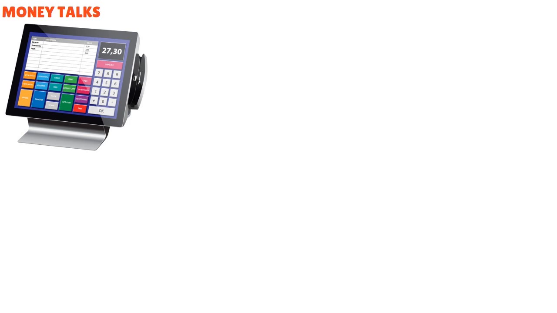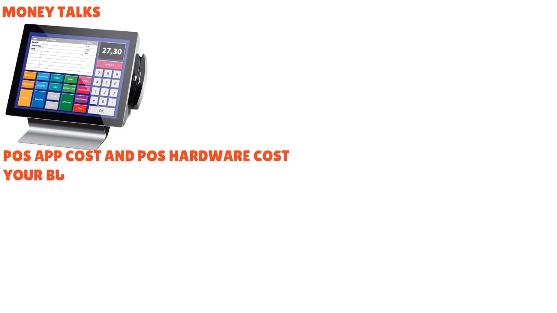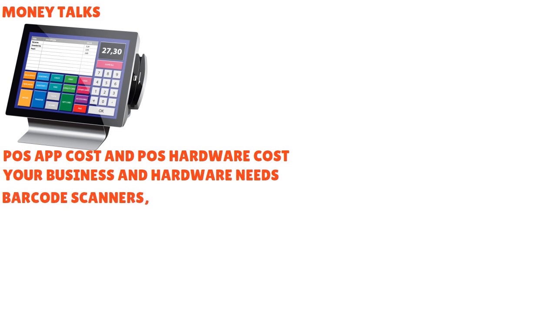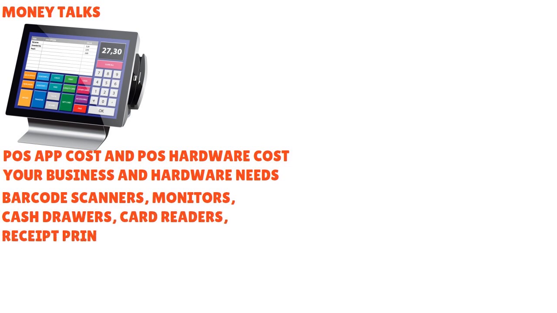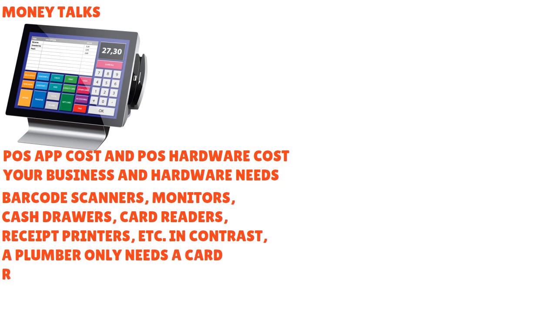Let me talk to you about money talks here, okay? So how much does a POS really cost? We're also talking about how to get a POS for your business. So the cost of a POS system typically consists of the POS app cost and the POS hardware cost. Now the total cost of a POS system depends also on your business and hardware needs. For example, a retail business needs a lot of hardware like barcode scanners, monitors, cash drawers, card readers, receipt printers, etc. In contrast, a plumber only needs a card reader to accept the payment, okay?